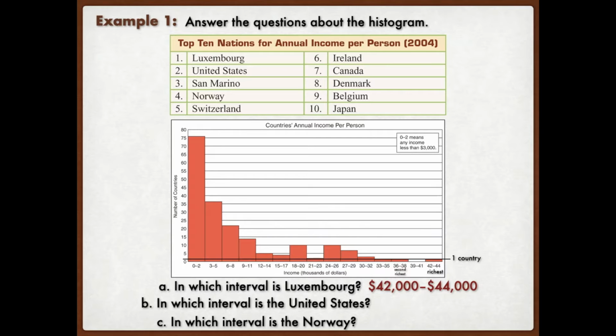United States, we skipped 39 to 41. We went to 36 to 38. Yes. And then Norway, we're skipping 33 because that is San Marino. And Norway and Switzerland should be 30 to 32. Yes, we are correct. Okay, so hopefully this makes sense on how to read your graph.